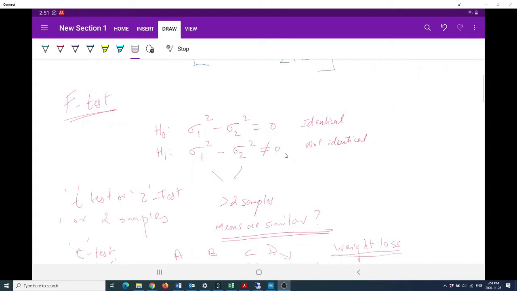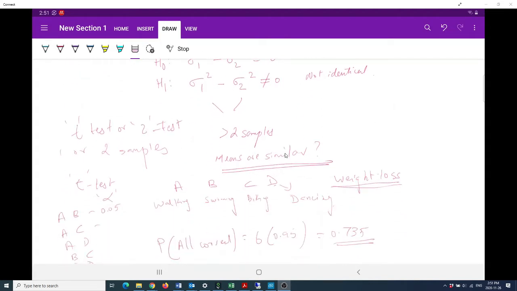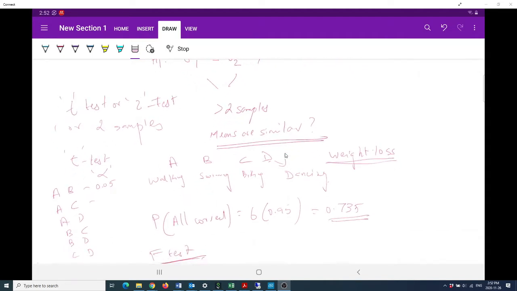But this F-test has other functions. So far in your t-test or z-test, we just looked at one-sample or two-sample tests. What if you want to compare more than two samples, like three or four different samples, to see if they are similar? Let's look at an example with groups A, B, C, D, where you're looking at weight loss treatments, trying to figure out if certain kinds of exercises result in better weight loss. A is walking, and then swimming, biking, and dancing.